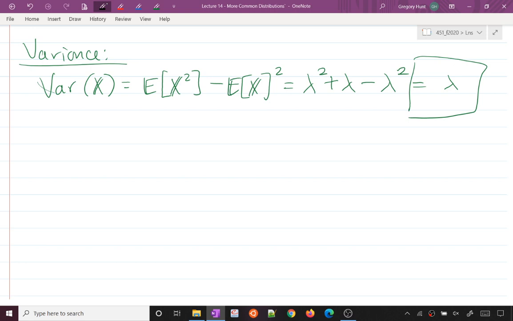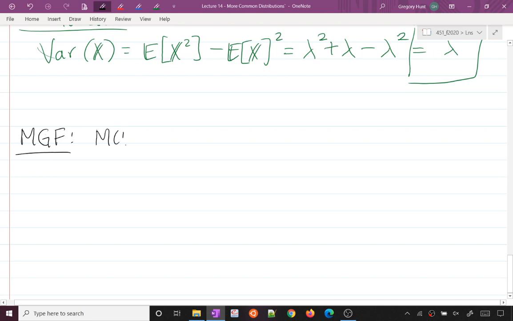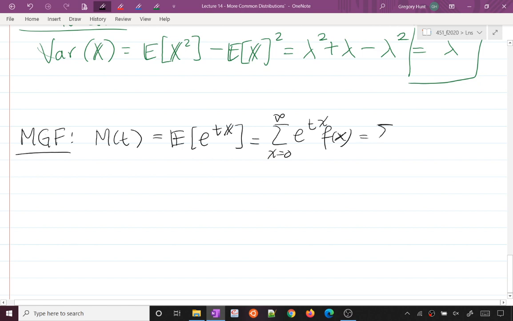So more generally, we could look at, say, the MGF for a Poisson random variable. So recall that our MGF, M of t, is the expected value of e to the tx, which is, in this case, the sum over our support, 0 to infinity, of e to the tx times f of x. And let's plug in what our PMF is. It's e to the negative lambda, lambda to the x, over x factorial.